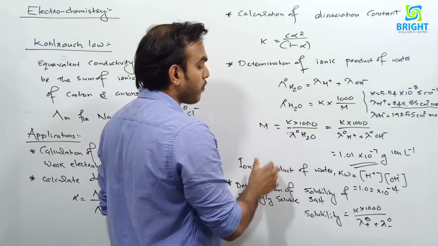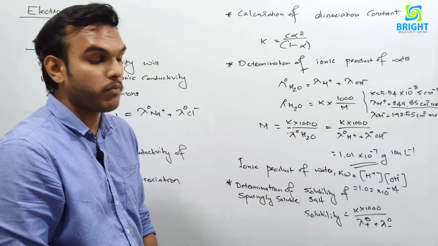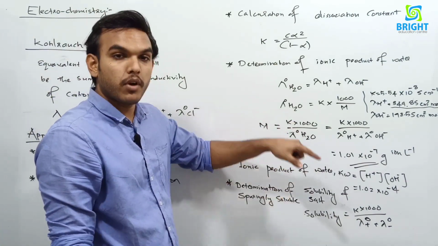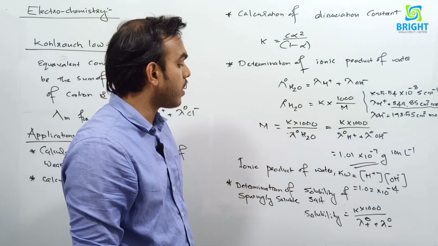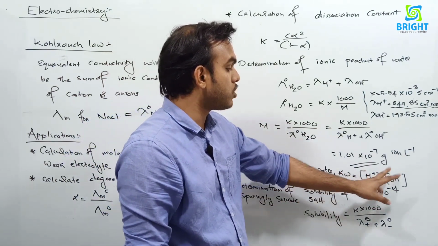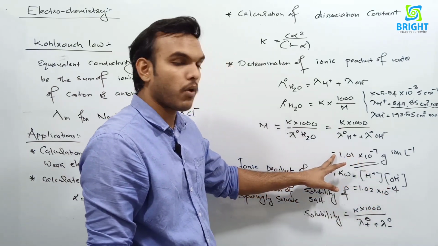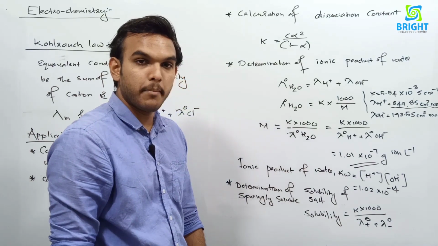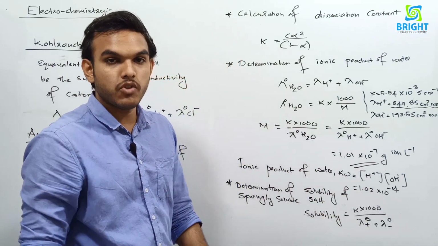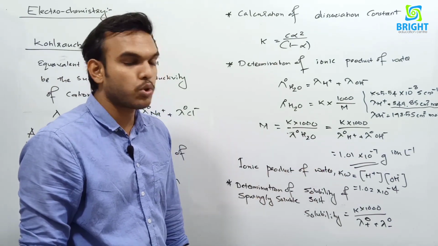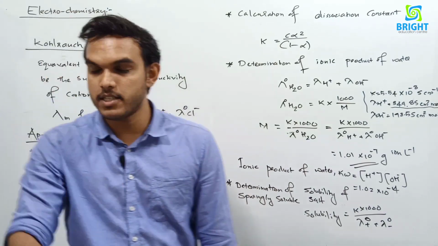So you get the molarity equal to 1.01 into 10 raised to minus 7 gram ion per liter. Then you have to find the ionic product of water, Kw, which is equal to H plus into OH minus. H plus has this molarity and OH minus will have the same molarity. So it becomes 1.02 into 10 raised to minus 14, which is the ionic product of water. So what is the first application?